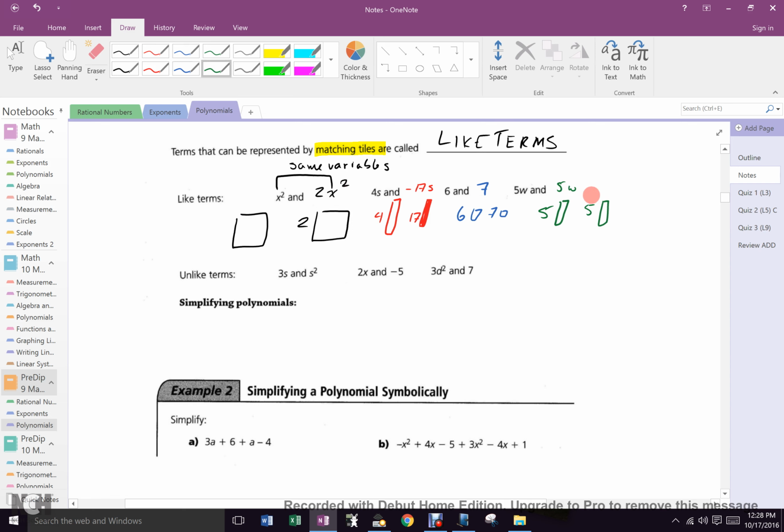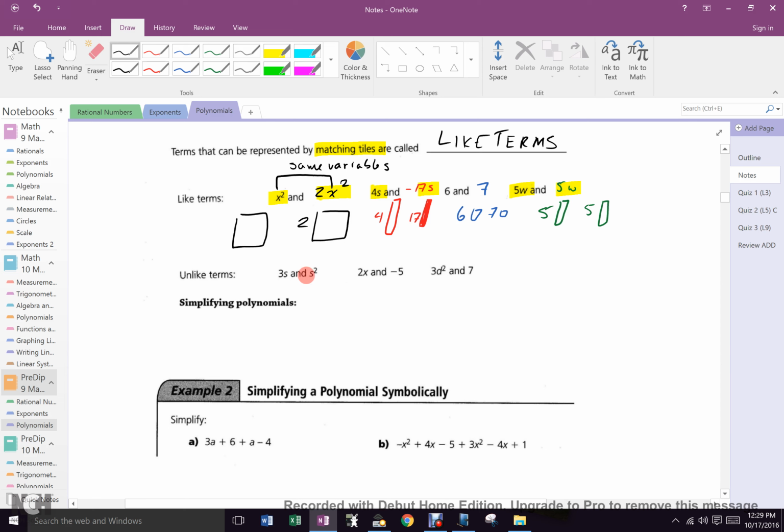This is usage. What do you notice about all of the ones that have a variable? They all have to have the same what? Same variable and same degree. Absolutely right. 2, 2. 1, 1. 0, 0. 1, 1. So these are all like terms. And these are unlike terms. What makes these unlike?